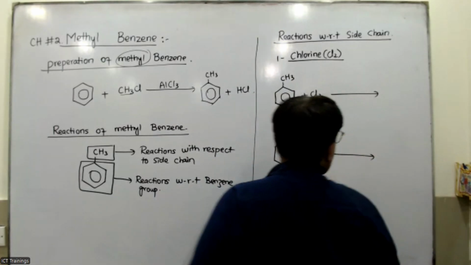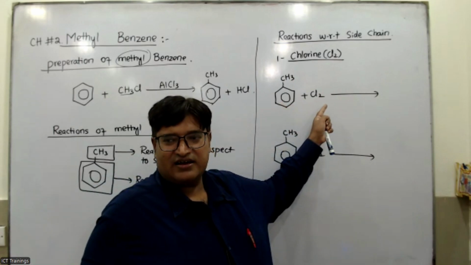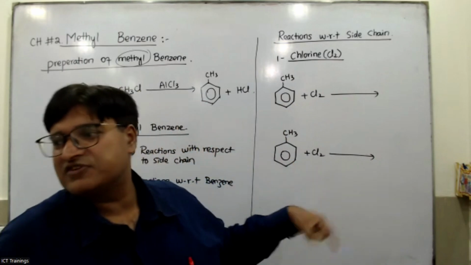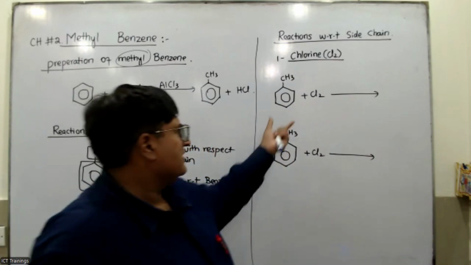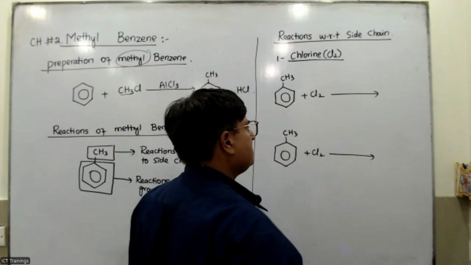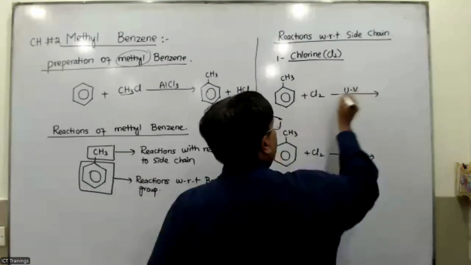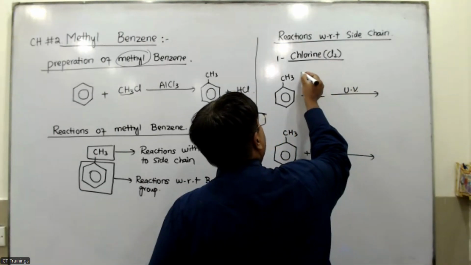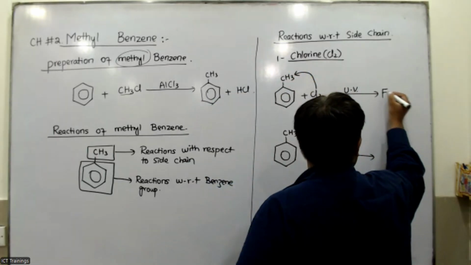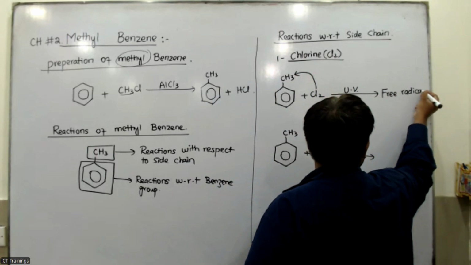If you look up here, the reagents are exactly the same. Reagents means those things which could react. The reagents are exactly the same, but the conditions are different. If you use UV light, then in the presence of UV light, this chlorine is going to attack this methyl group, and the reaction that takes place is called free radical substitution.